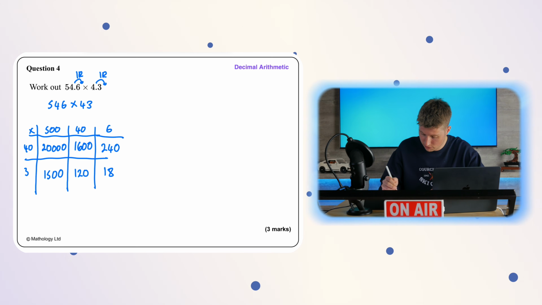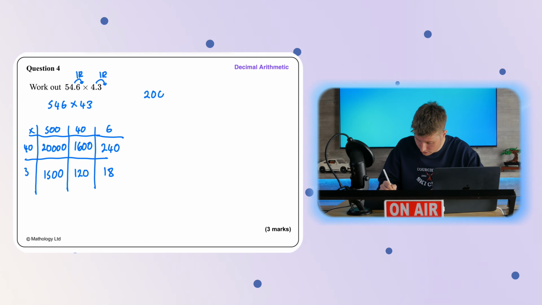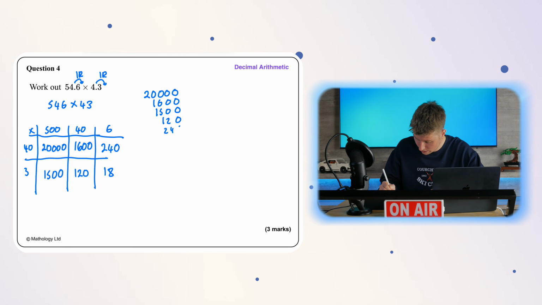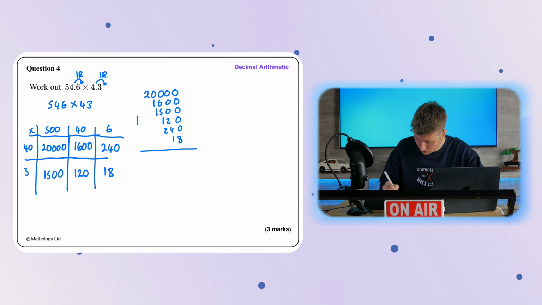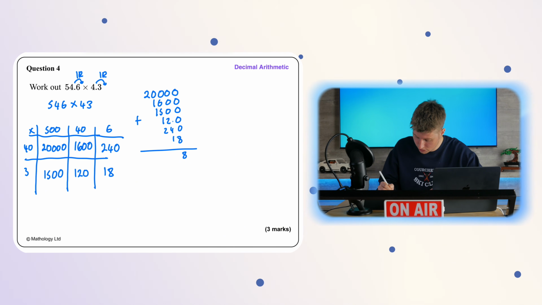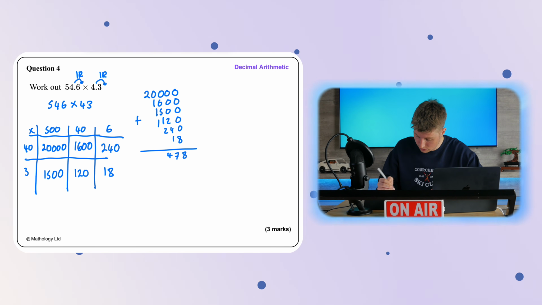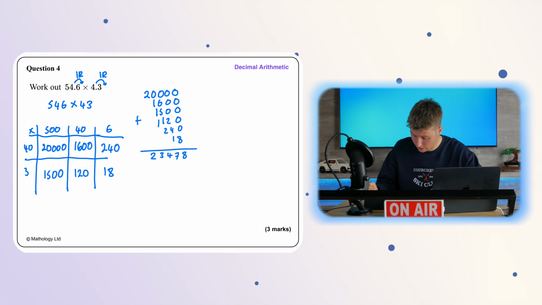So we're going to add all of these numbers up in the middle. So we've got 20,000 plus 1,600 plus 1,500 plus 120 plus 240 plus 18. So adding these up, on the end we've got 8. 4 plus 2 is 6 plus 1 is 7. 6 plus 2 is 8. 8 plus 1 is 9, and 9 plus 5 is 14. And then we've got 1, 2, 3, and then a 2 on the end.